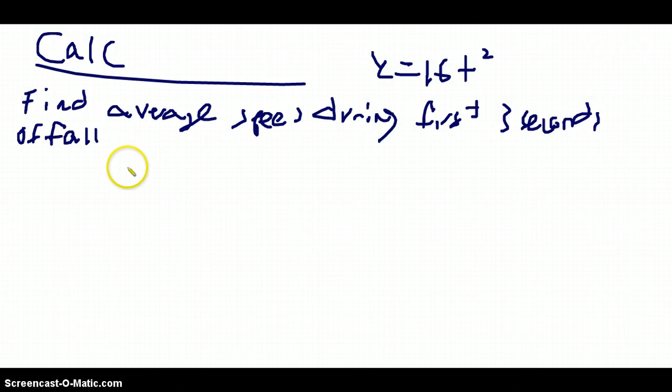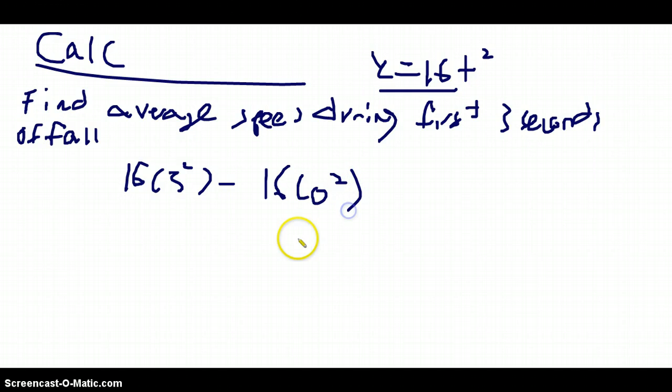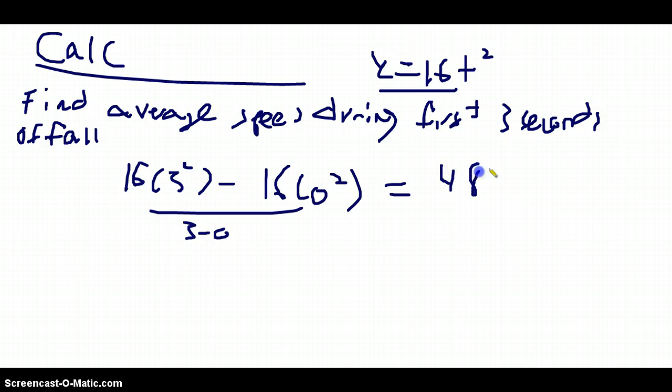What would I do? Well, I would take 16, just like I'm taking this thing, and I'm going to subtract it by the other one. Well, I know that if they only give me 3 seconds, then the other time must be 0 seconds because that's where it fell. So 16 times 3 squared minus 16 times 0 squared, over 3 minus 0, right? 3 minus 0, so that's the number of seconds. So that's 48 feet per second, right? So that was basic. That was just simple finding the average speed, which is kind of dull.